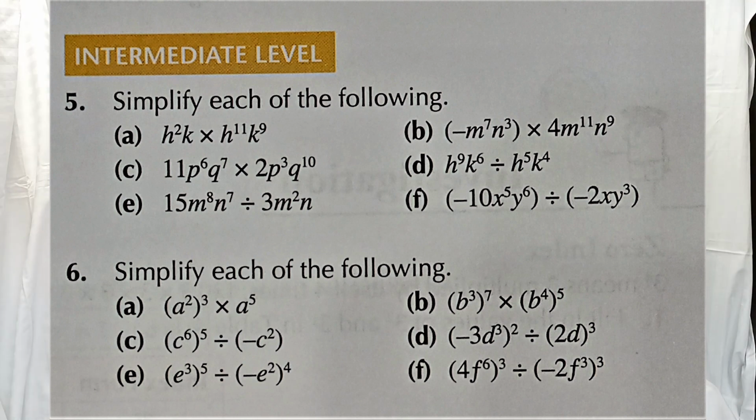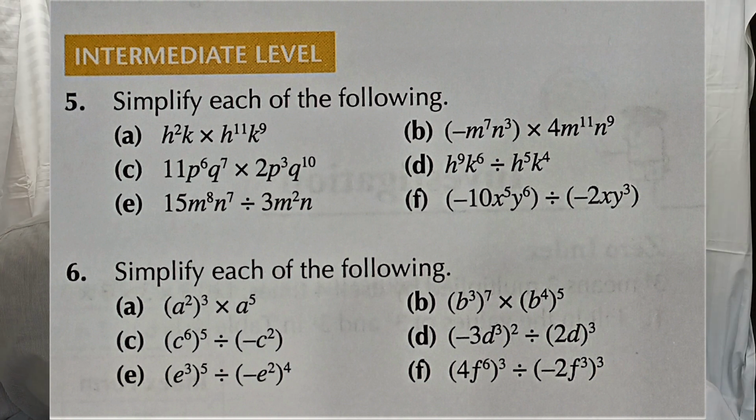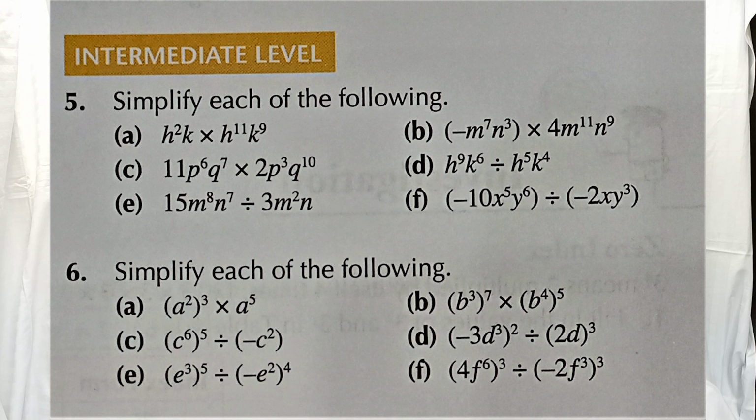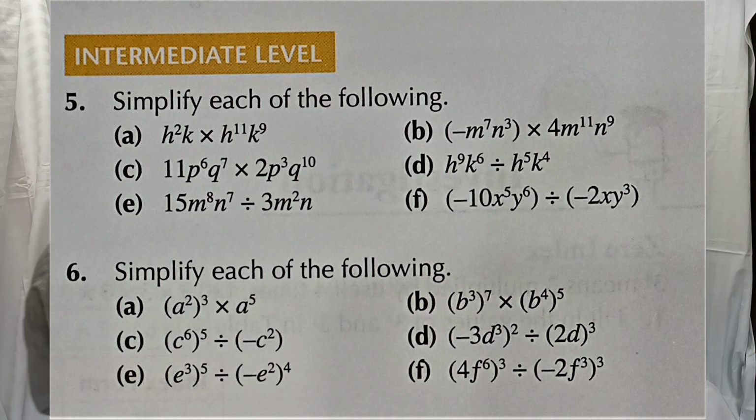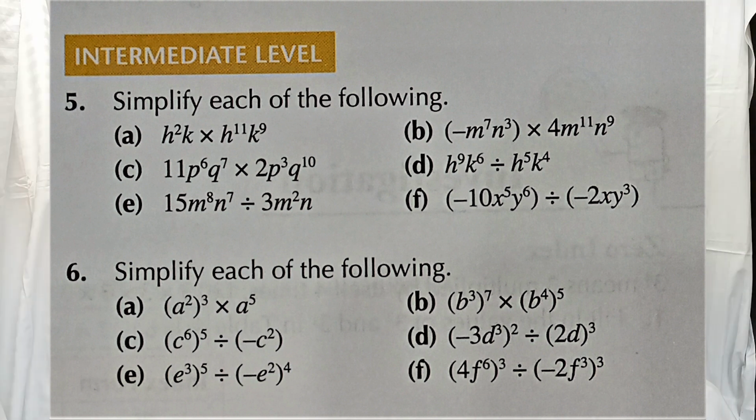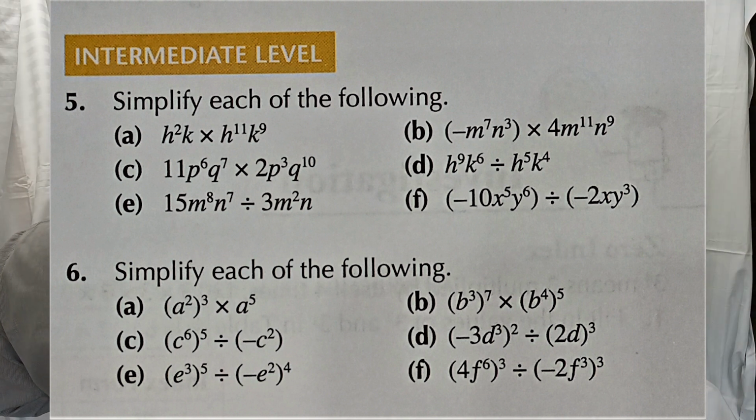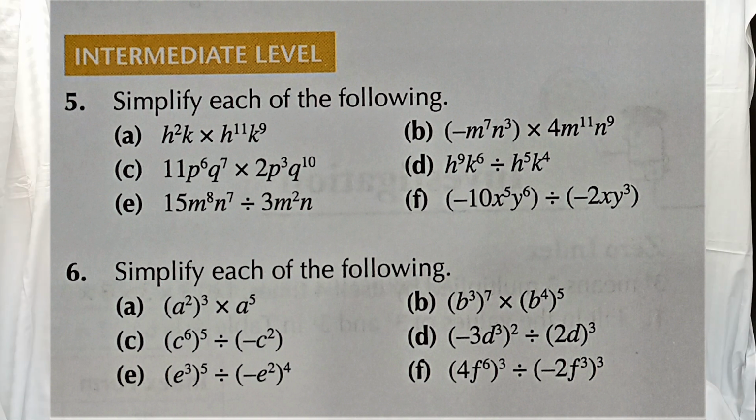Now the questions will gradually be a little bit difficult. Next, question number 6, part F. This part says 4 f to the power 6 whole cube divided by minus 2 f cube whole cube.